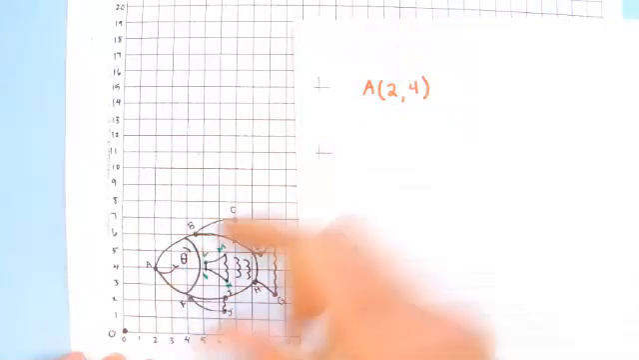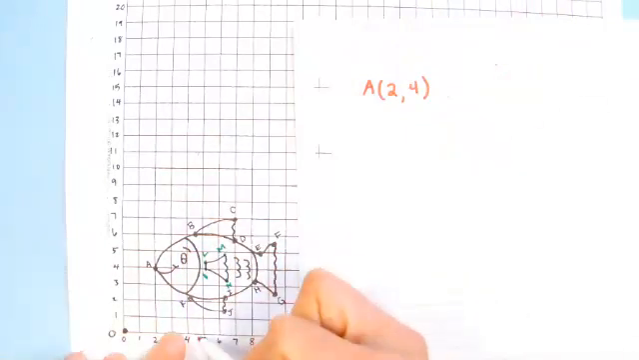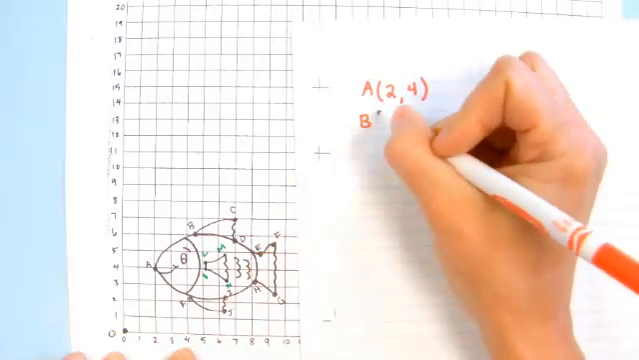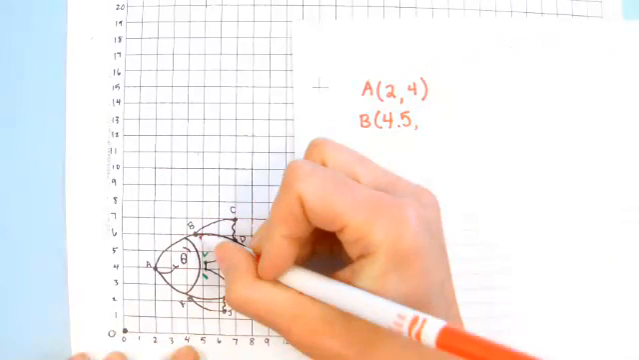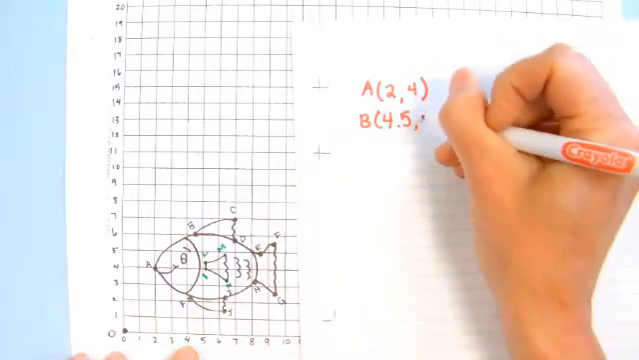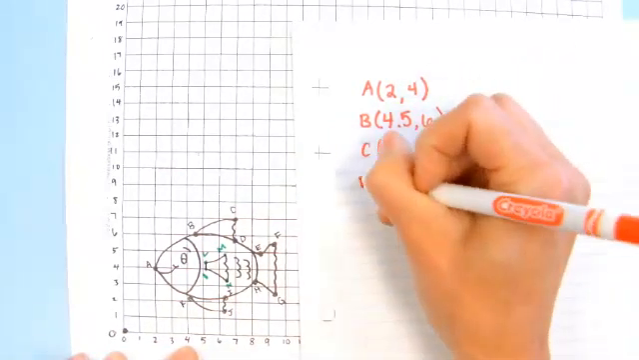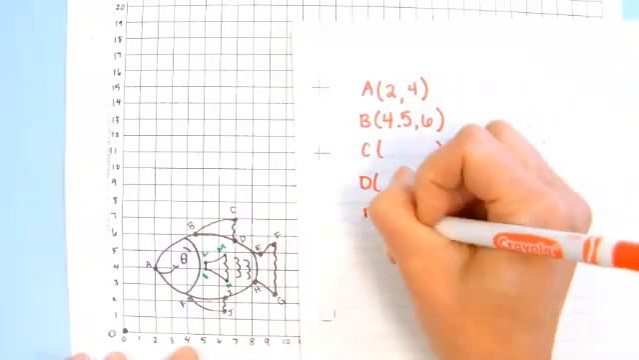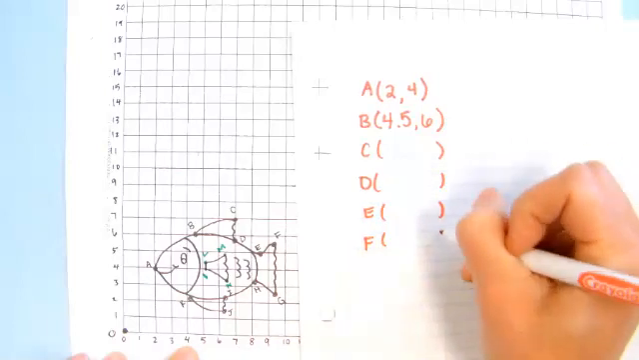Then I would go around and list B. Now B is partway in between 4 and 5, about halfway. So I would list B as about (4.5, 6). You continue to do that for C and D and E and F. You want to do them for each of your letters, including your new ones.